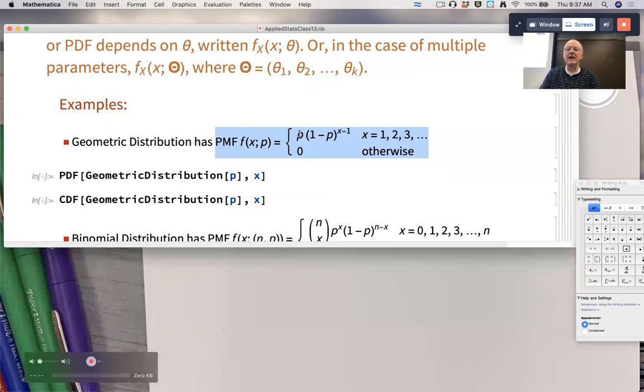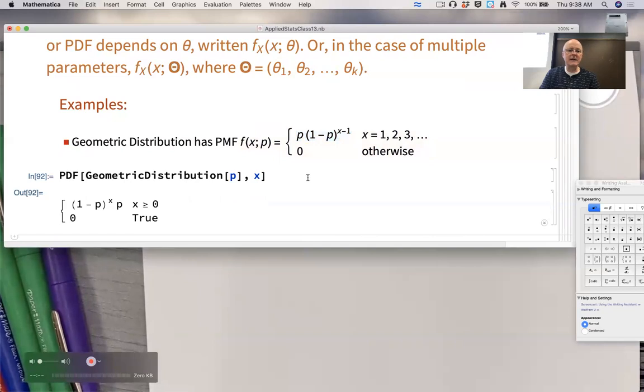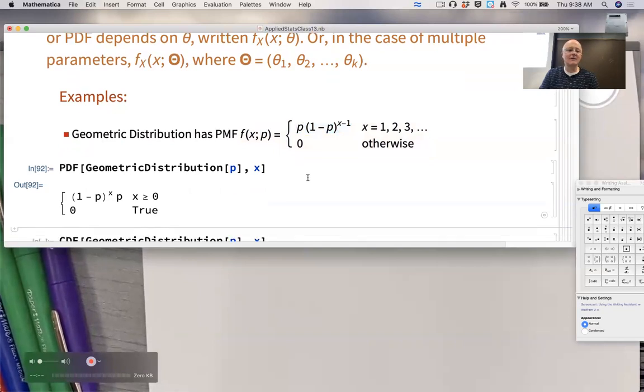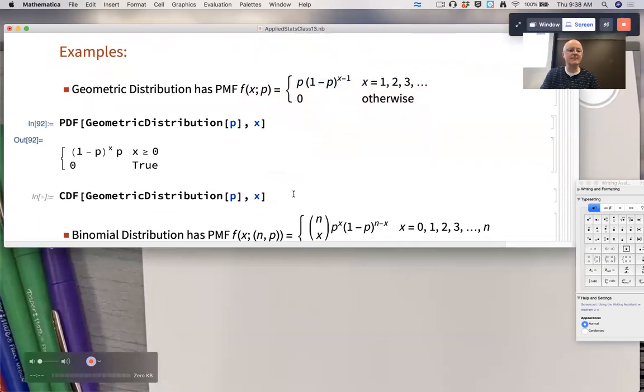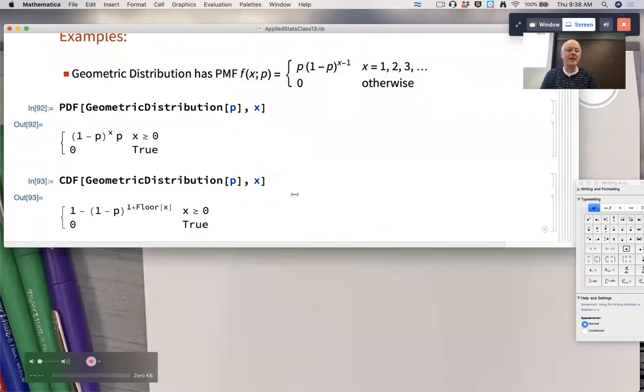The probability of it taking x trials till the first success is this. Because you've had x minus 1 failures, and the probability of failure on any trial is 1 minus p, by independence, you multiply these things. Mathematica can confirm the PDF. There it is. Mathematica can also find the CDF. And it is described in the book this way.